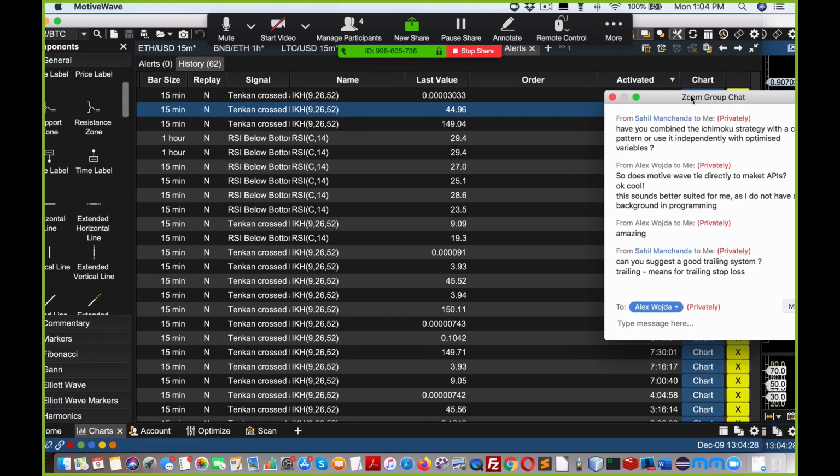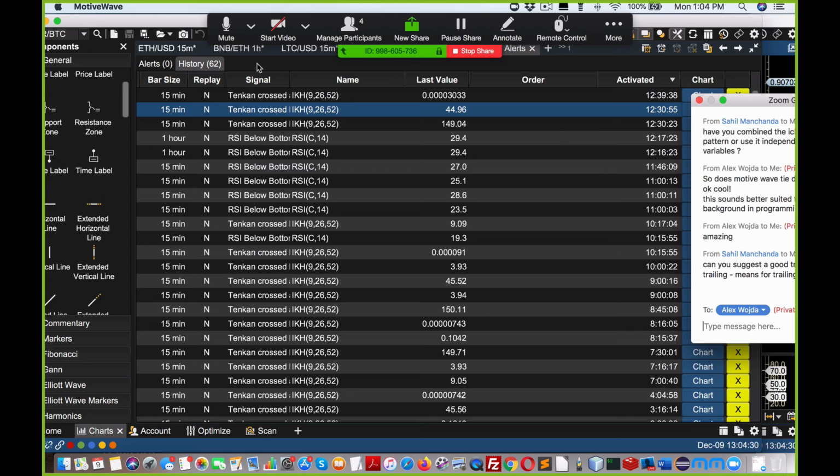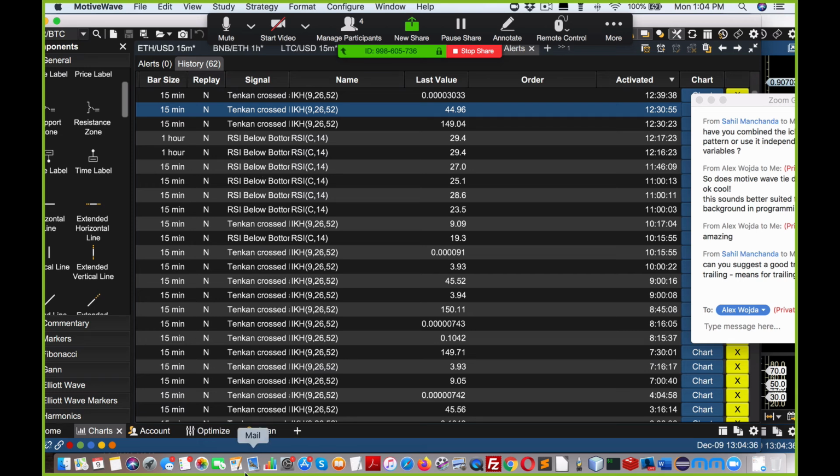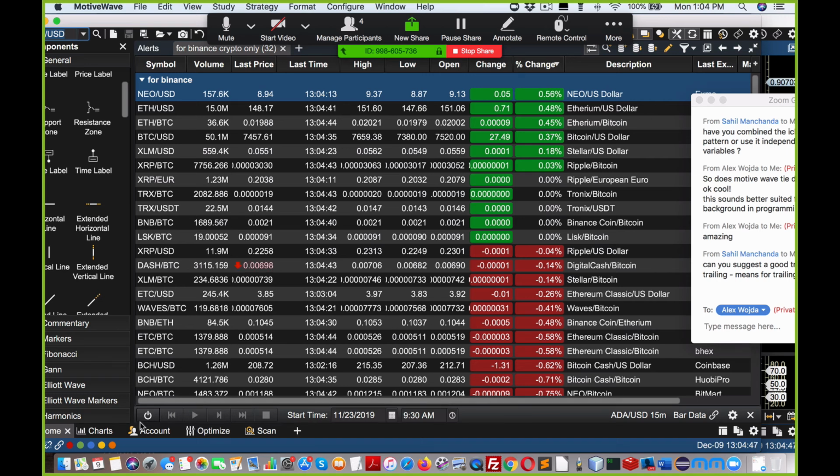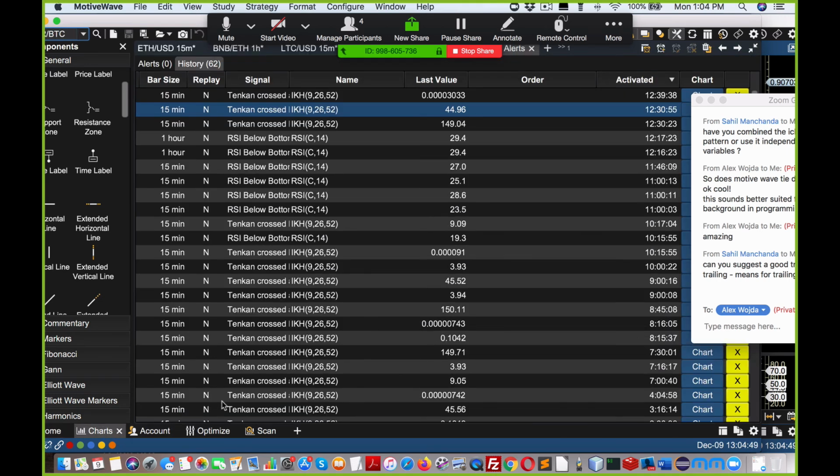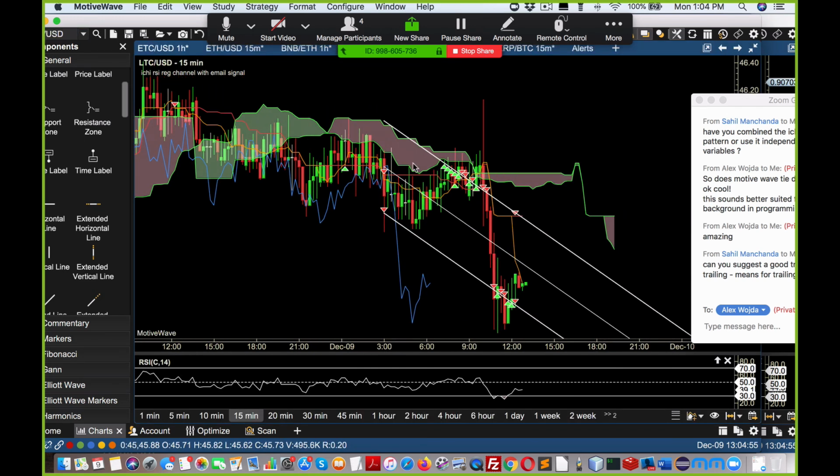Trading means for stop and loss. Well, if you're worried about that, what you can do is in the alerts. So let me show you the alerts here. You don't have to do any programming at all in MotiveWave. Okay, so let's say I'm going to create an alert on a particular chart. So let's say I look at Litecoin against USD. What I can do here is I can create an alert.